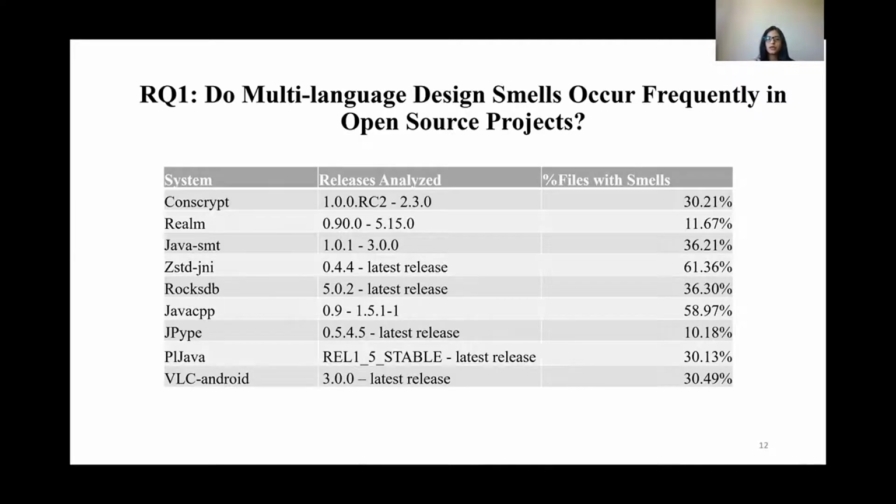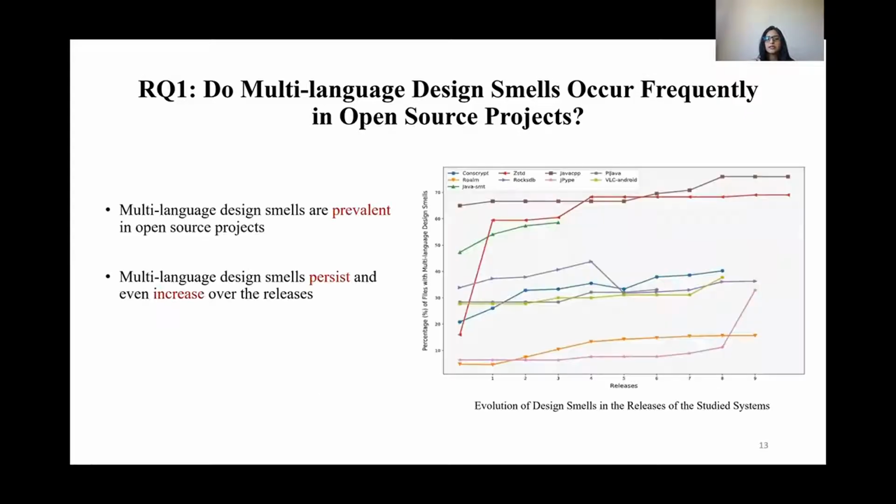So now let's consider the first research question. We are checking if multilanguage design smells are frequently occurring in open source projects. As we can see in this table, we can observe that multilanguage design smells are frequently occurring, and they occur with an average value of 34% in all the studied systems. We also investigated if multilanguage design smells persist in the studied releases, and we have observed that occurrences of multilanguage design smells persist and even increase from one release to another.